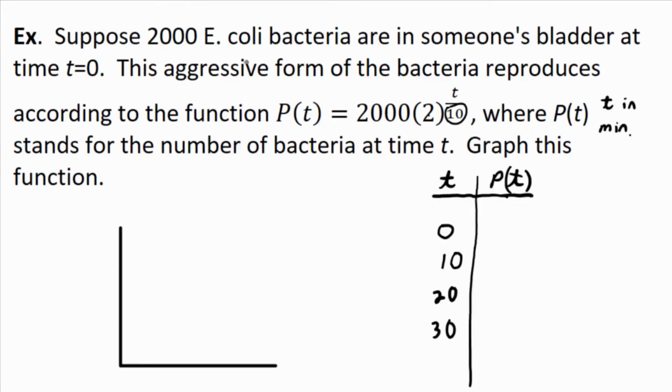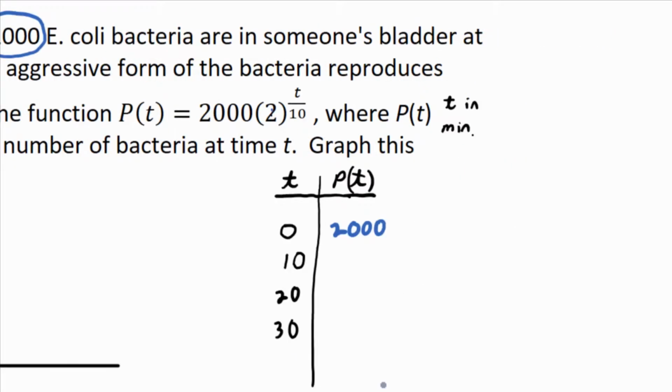So what happens when I plug in 0? Well, we were already kind of given that answer, right? At time t equals 0, what's 2 to the 0 over 10? Same as 2 to the 0, which is 1, and we were told that there's 2,000 bacteria at time 0. So we kind of already knew that. Okay, what does this little equation become? Let me slide over here. What does this output become when we plug in, say, 10?